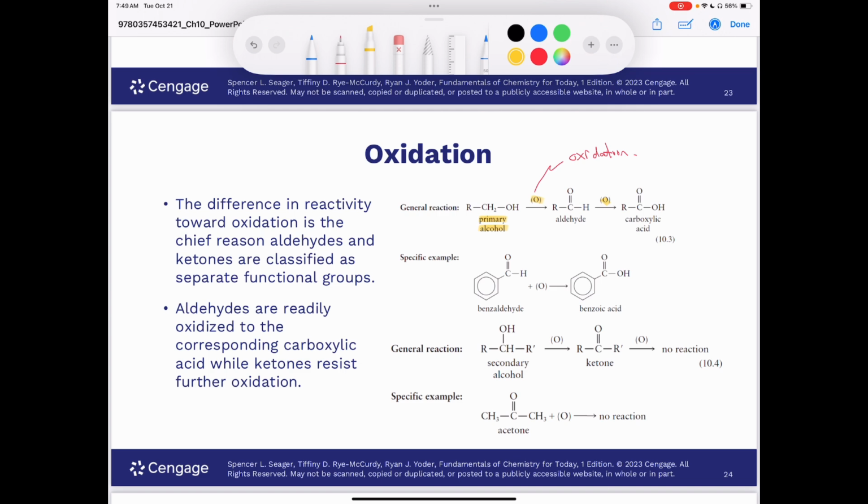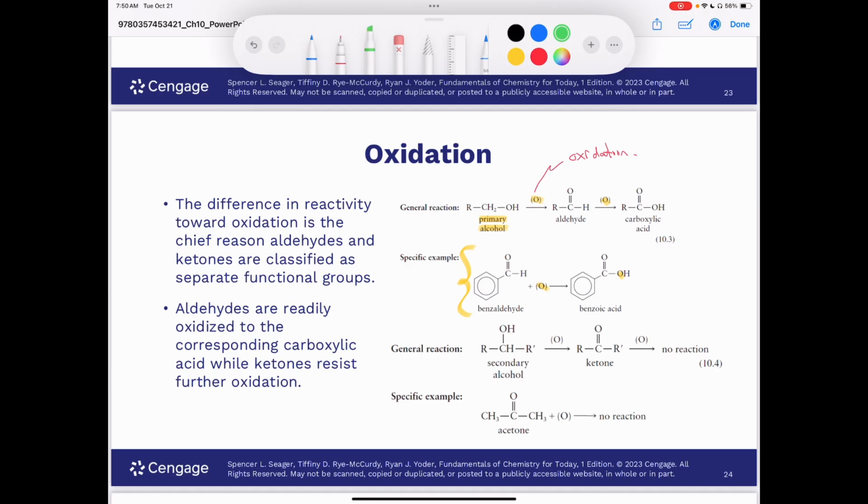And again, we saw this earlier on in the class when we talked about alcohols, and you see a specific example here of benzaldehyde, and it's undergoing oxidation to give us benzoic acid. So you see that it's gaining an oxygen in the process. And remember, I said oxidation was either loss of hydrogens or gain of oxygens. Okay, either one counts as oxidation.